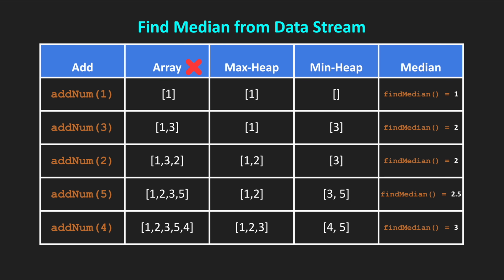Because in the maximum heap we are storing the smaller half of the array, and in the minimum heap we are storing the larger half of the array. So in this case, what's going to be our median? The median is just the peak element, the root element from the max heap. If we are using a max heap and a minimum heap, two heaps instead of the array, adding is adding to a binary tree, so the time complexity of this approach would be log n.